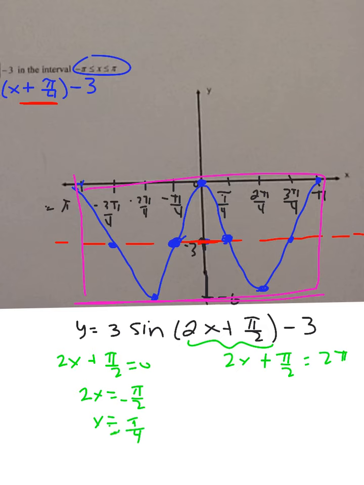Okay, and same thing over here. I have 2x equals 2 pi minus pi over 2. So you're going to do 2 minus a half, and when you do 2 minus a half, put that back into a fraction. It's 3 pi over 2. And then divide both sides by 2, and you get 3 pi over 4. So my interval would be from negative pi over 4 is less than or equal to x is less than or equal to 3 pi over 4.